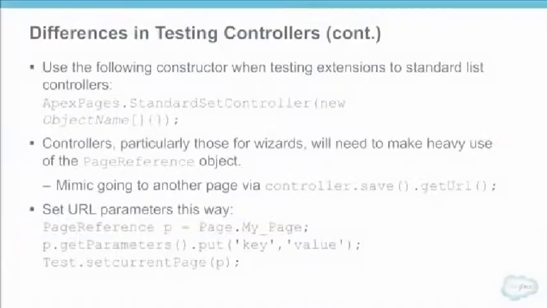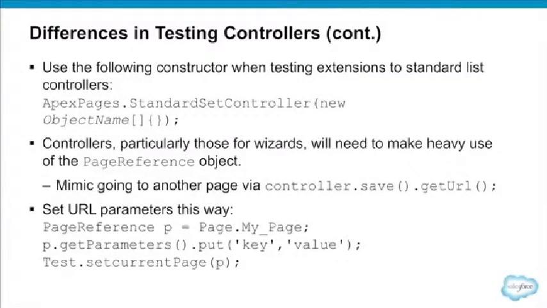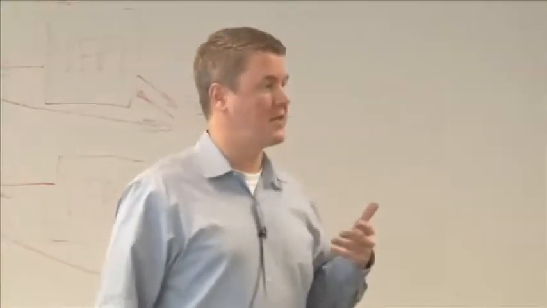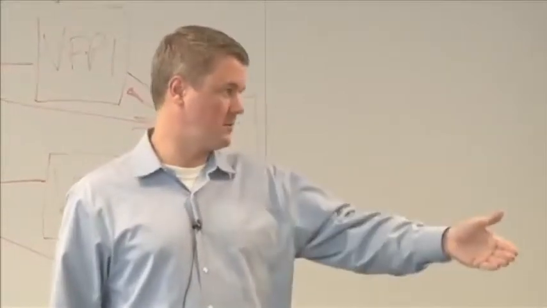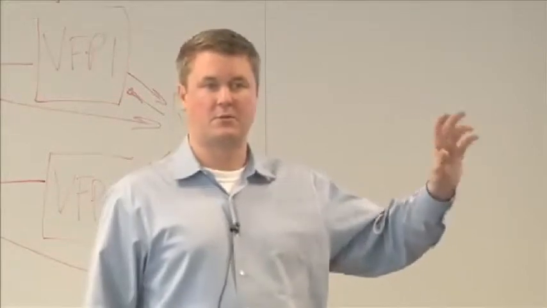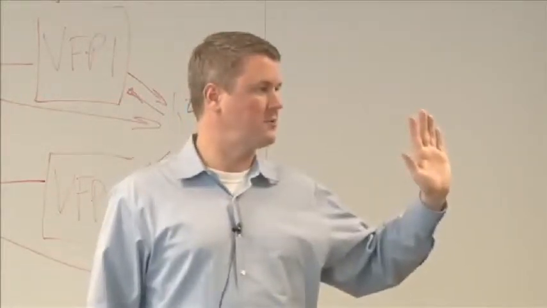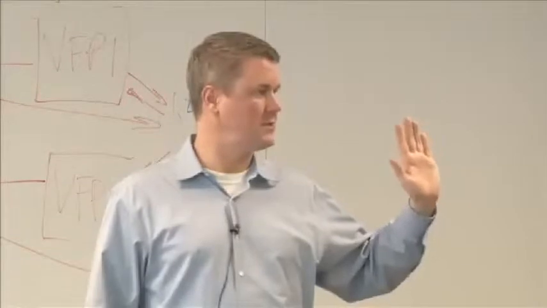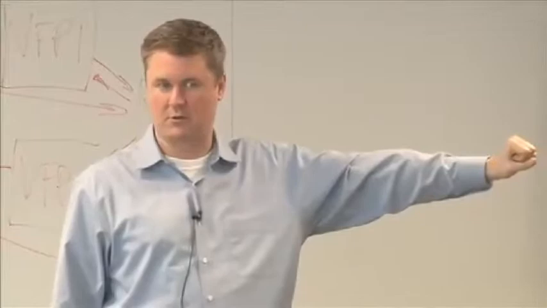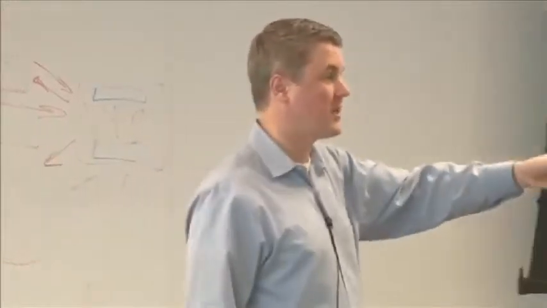There are other things that you're going to need to do. If you're working with a controller extension associated with the standard controller, remember that we can instantiate the standard controller and pass it a record. So now it's working on a record. In order to use our controller extension, we would take the reference to the standard controller and pass it to the constructor of our controller extension, because it's expecting to be passed a reference to the standard controller.